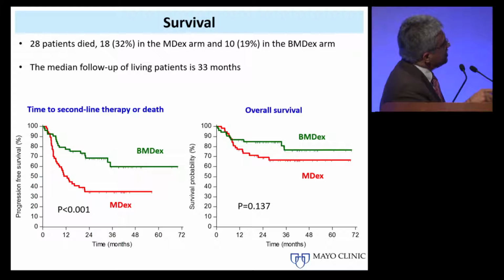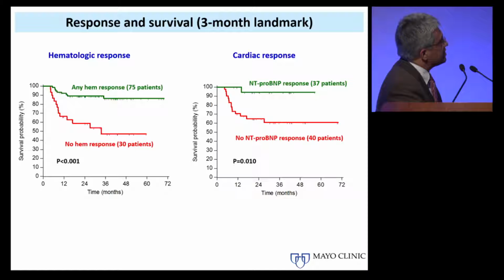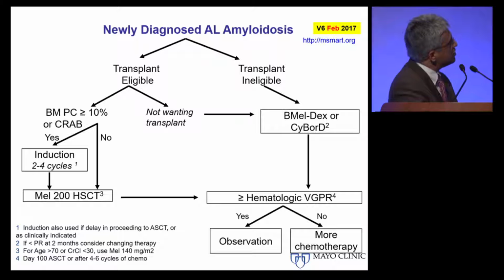So when you look at the survival in these patients, you can see that for overall survival, there's a trend towards better survival for the bortezomib combination. But when you look at the time to second line therapy, certainly there appears to be superiority to adding bortezomib to Melphalan and Dexamethasone. Similar to what we have seen with other therapies, patients who have a hematologic response or organ response do much better than those who don't.